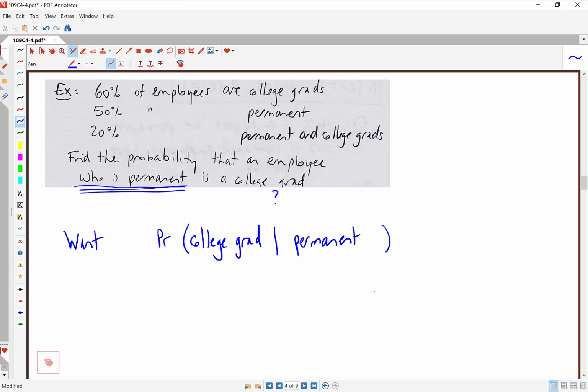Now over on the side, I'm going to write down the conditional probability formula just so that we've got that to look at.